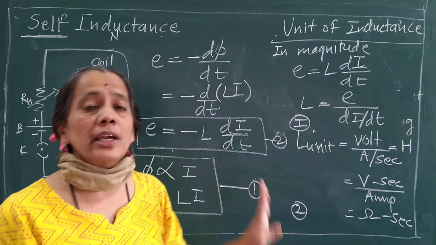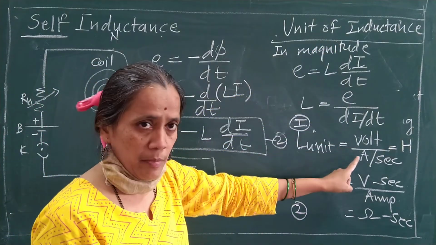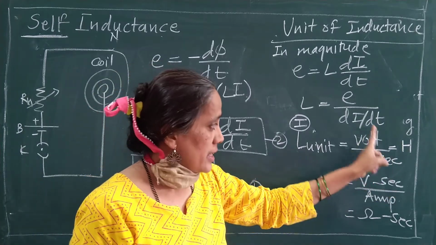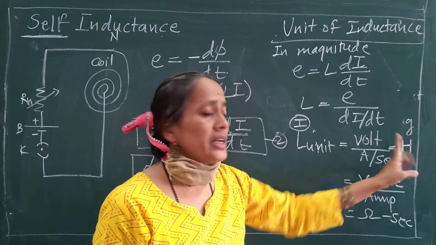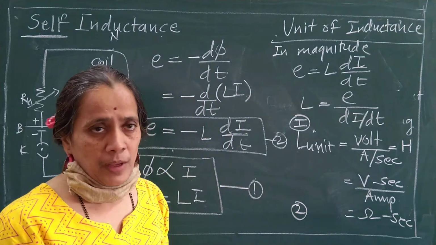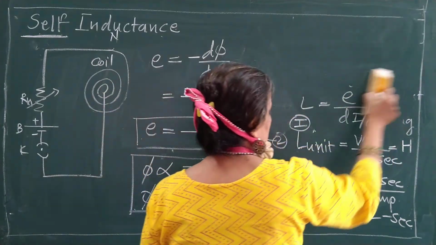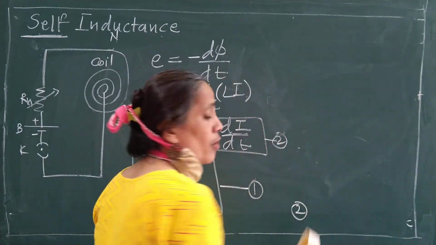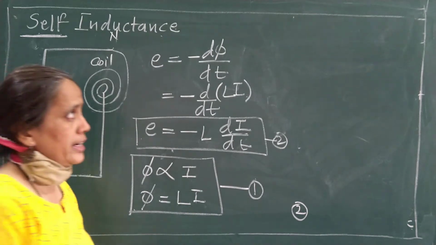So there are a total of 3 units of inductance. The first unit, from the formula, is volt per ampere per second. The second unit is ohm second. And the third unit is nothing but Henry. So these are the 3 important units you have to remember very carefully. And after this, now we can go for the formula, or definition, of inductance.